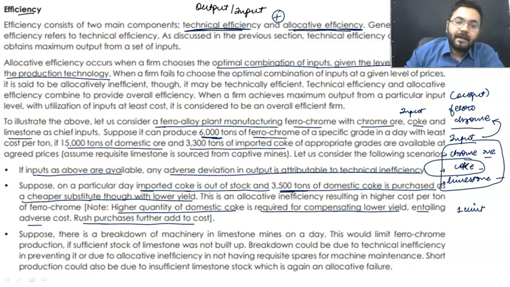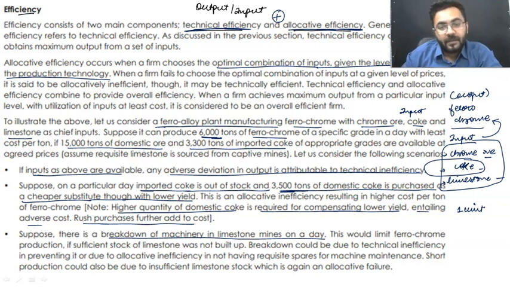Now, apart from that, there's a breakdown of machinery in limestone on a day. That means the production is going to suffer. Can you please tell me, if there is a breakdown of machinery, where will that be attributable? Will that be attributable to technical efficiency, or to allocative efficiency?